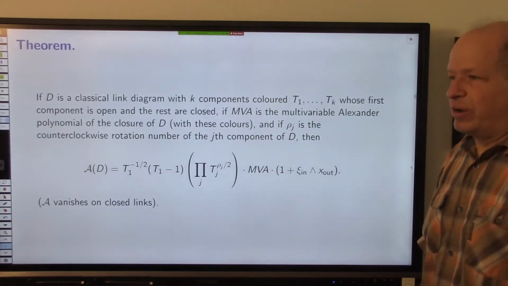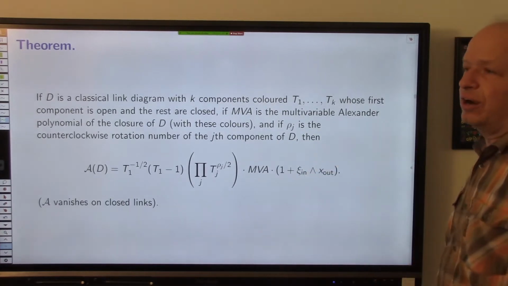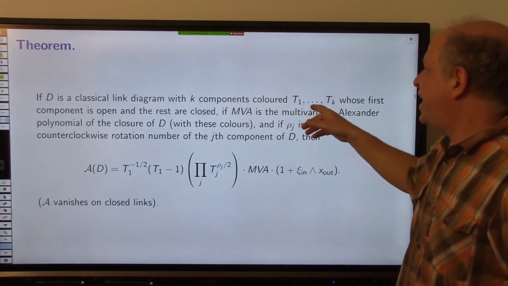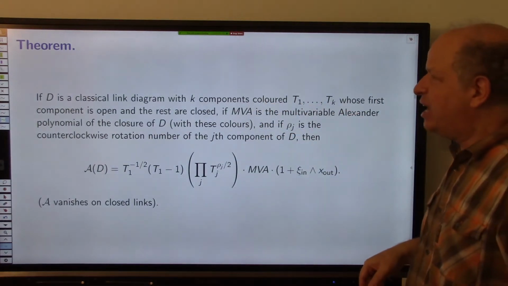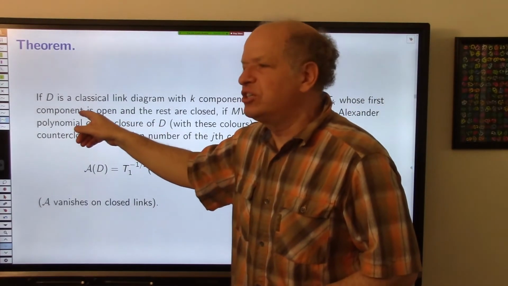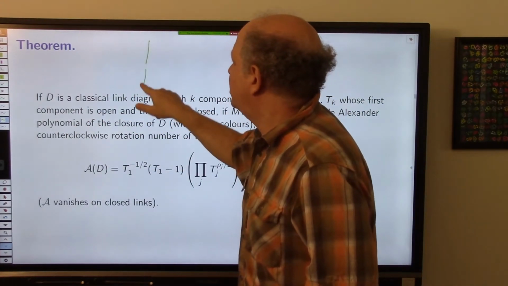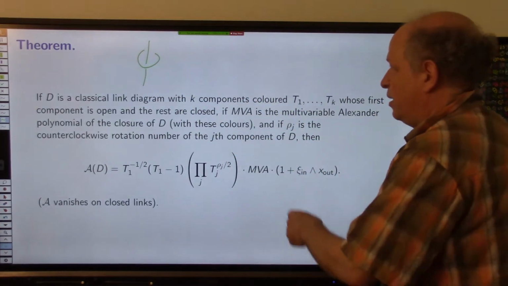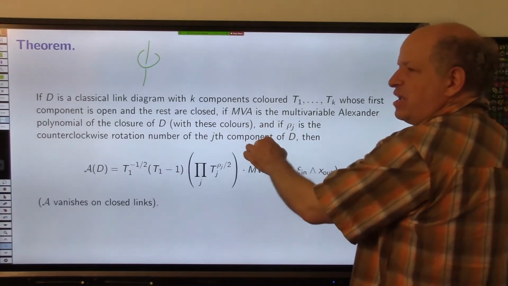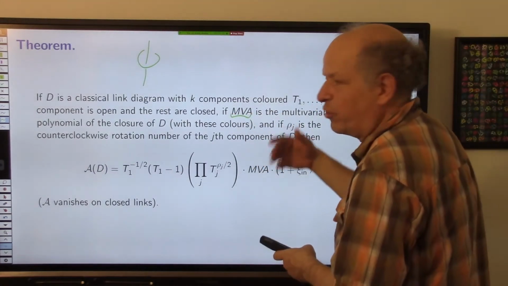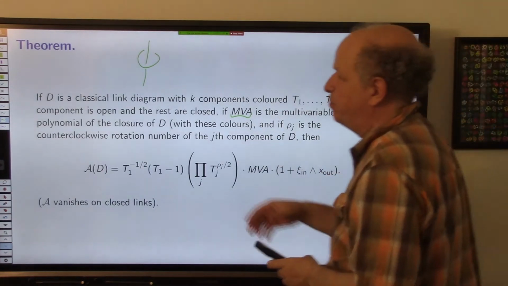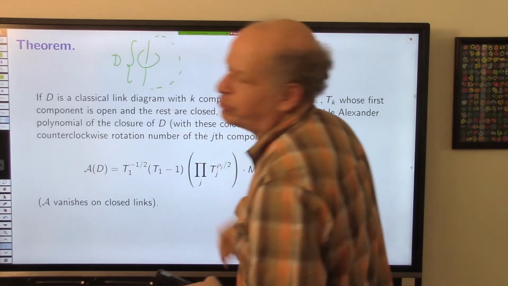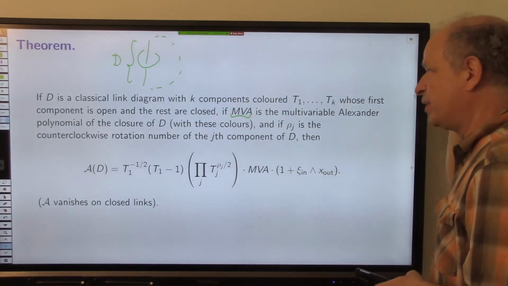Anyway, here's the theorem, which I will not prove, but it's not hard to prove. If you have a classical link diagram with k components labeled t1 up to tk, you have to keep one of the components open. So really the links that I'm talking about are links like this, where one component remains open. And MVA is just a name for a polynomial. It's the multivariable Alexander polynomial of the closure of D. If this is D, the closure is when you close it into a link.